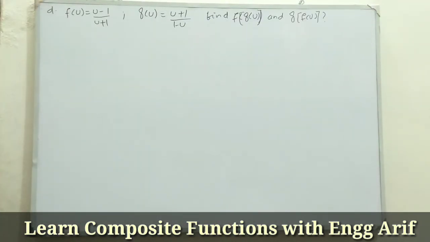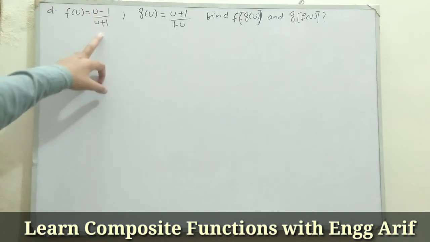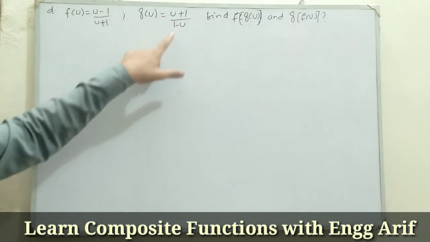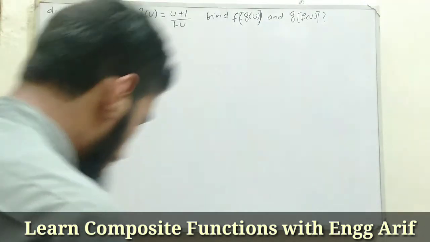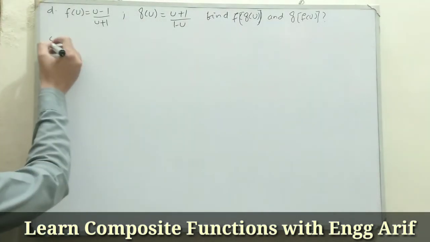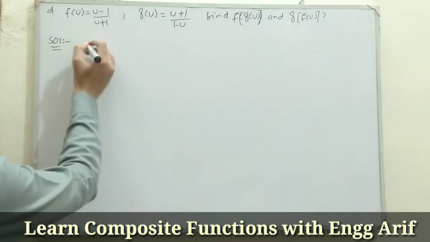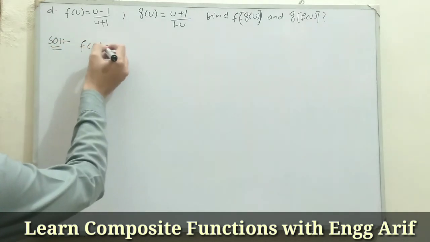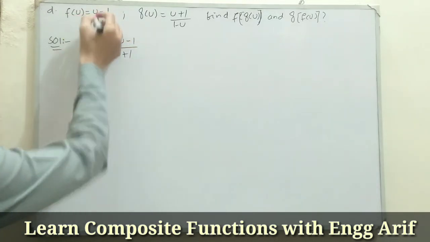Now move towards part 4 of question number 12, related to exercise number 1.1 part D. It tells that f of u is equal to u minus 1 over u plus 1 and g of u is equal to u plus 1 over 1 minus u, and we have to find f of g of u and g of f of u. First of all, let's go towards the solution. Let's suppose I take f of u is equal to u minus 1 divided by u plus 1, as we are given over here.